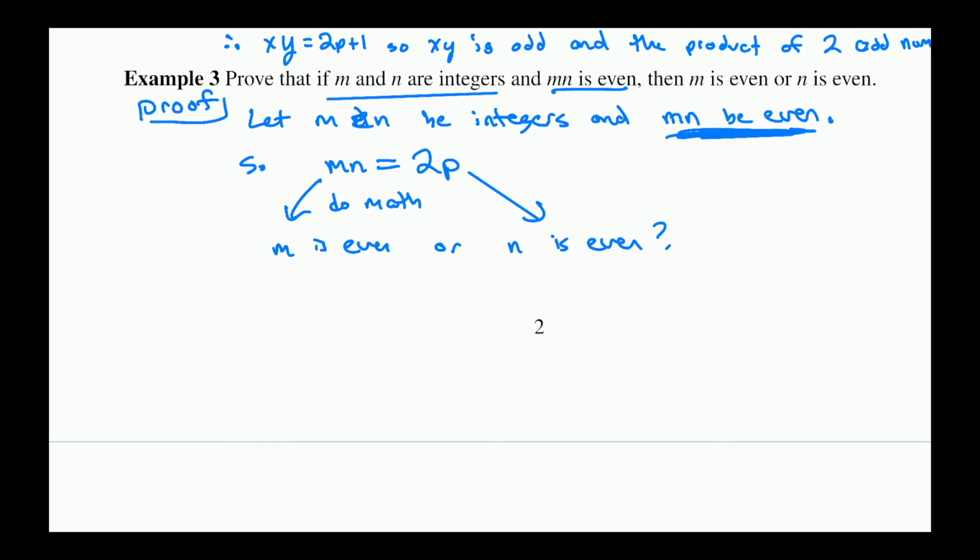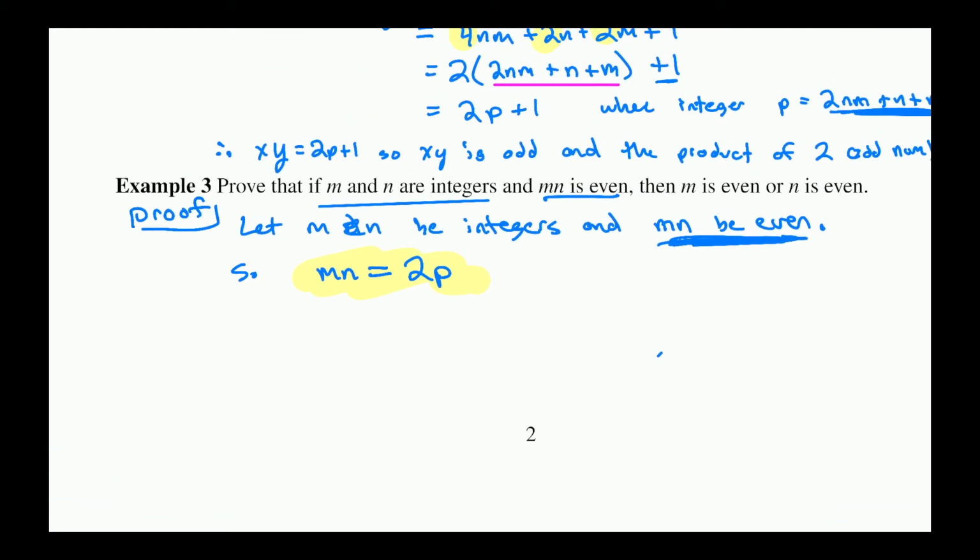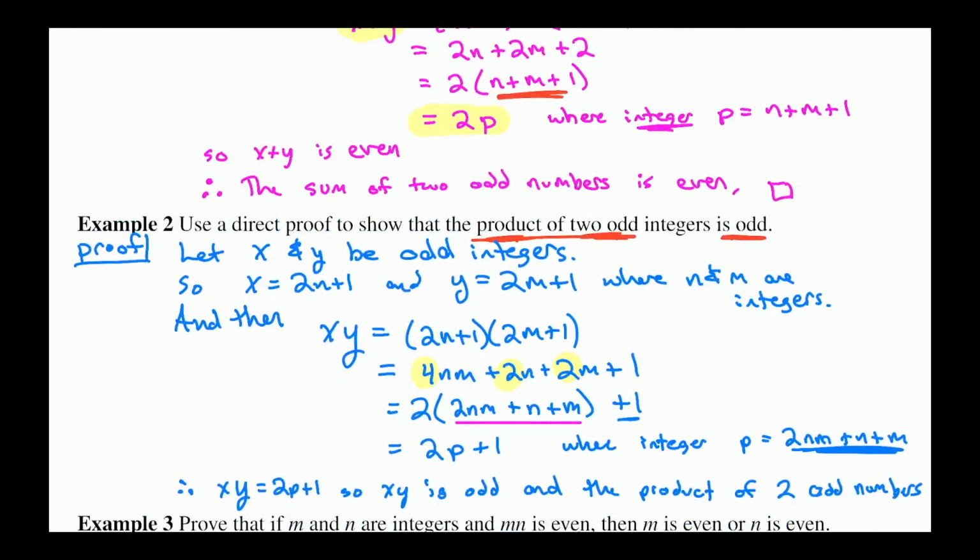And the reason for that is that this is a bad assumption to make. This right here, this is a bad assumption to make. I don't want MN to be even, because how do I separate the M from the N? They're stuck together. So I don't know how to make a conclusion about just M or just N from what I have here. So this is a lot harder than the previous proof where we had the product of two odd numbers is odd.